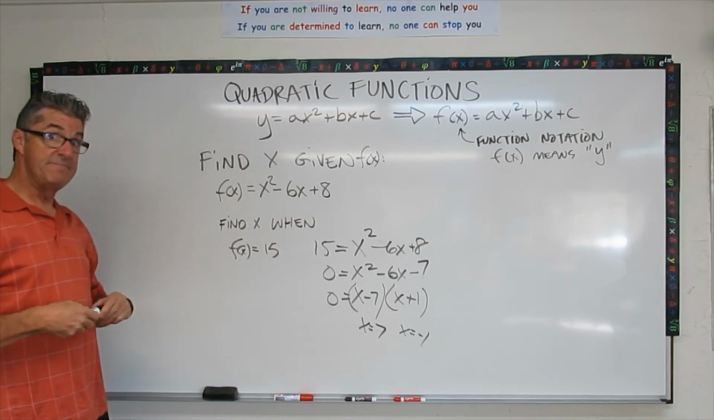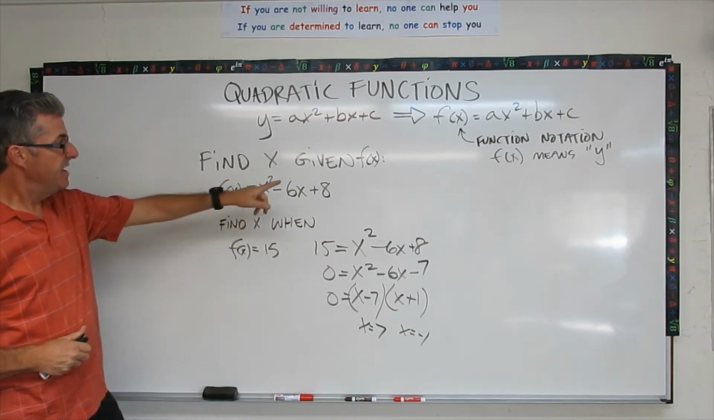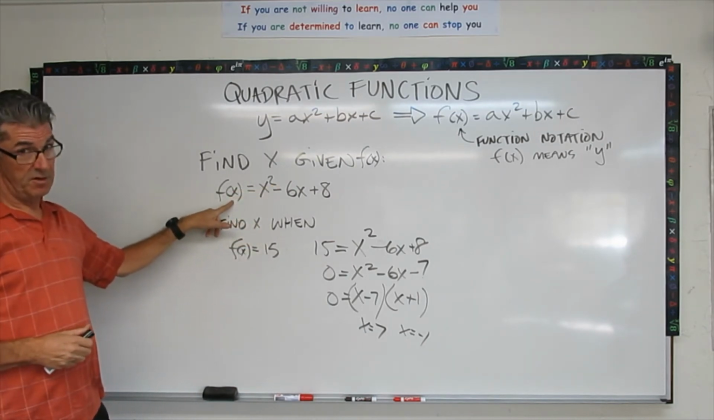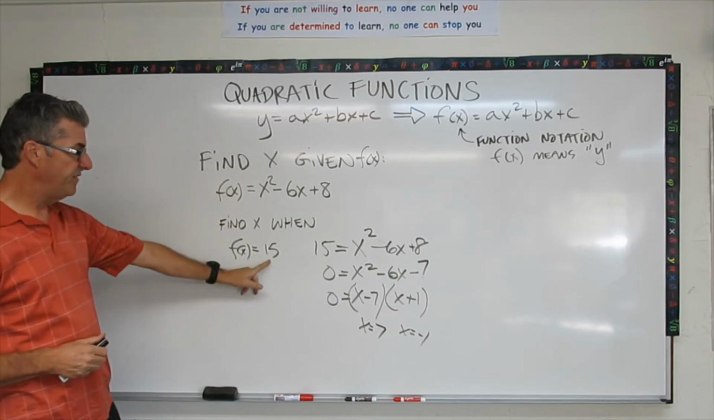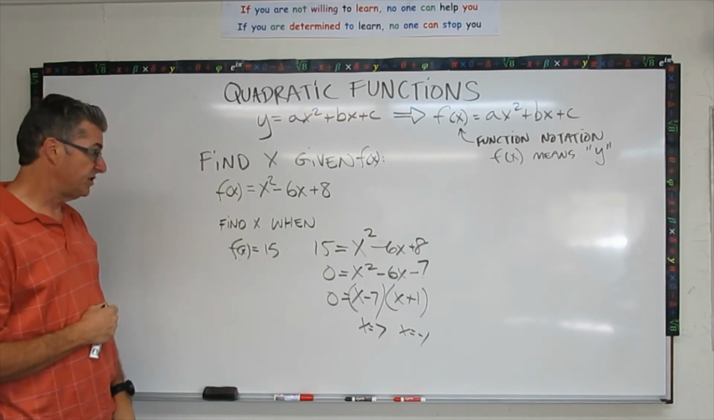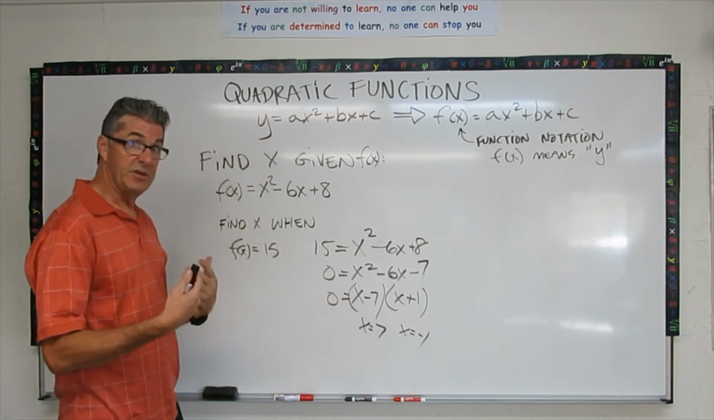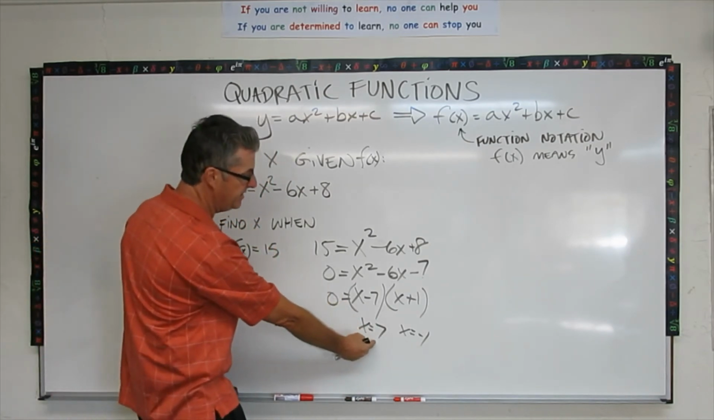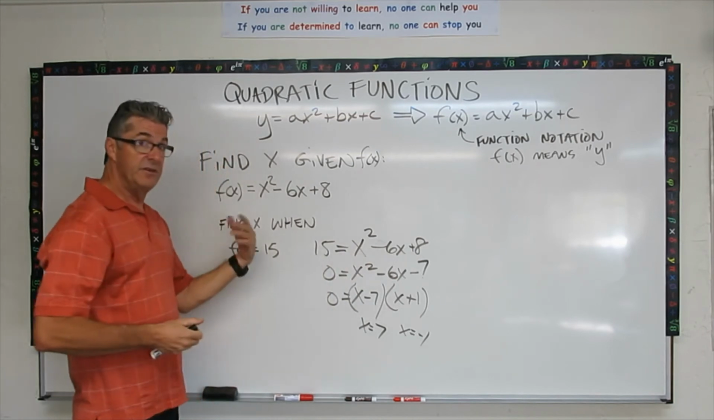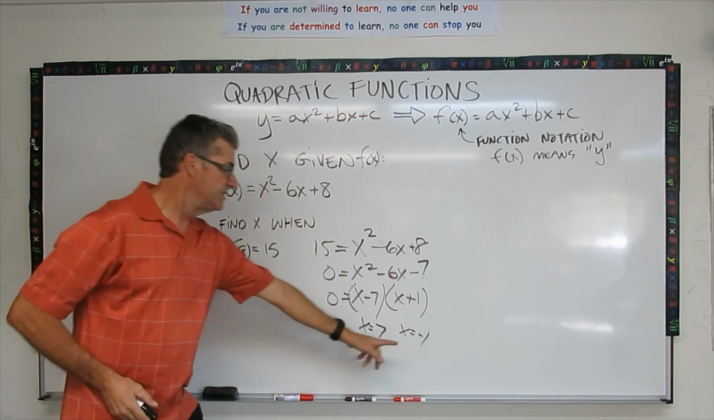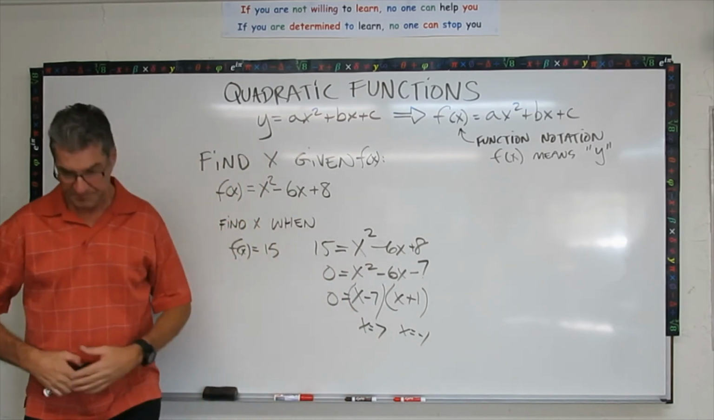So what this means is that if f of x, which remember is y, if that equals 15, then we have two possible solutions for x. X can either be 7 or negative 1. You can test this just by plugging in this value into the two spots there. Doing your math, it should show you 15. Same thing with negative 1.